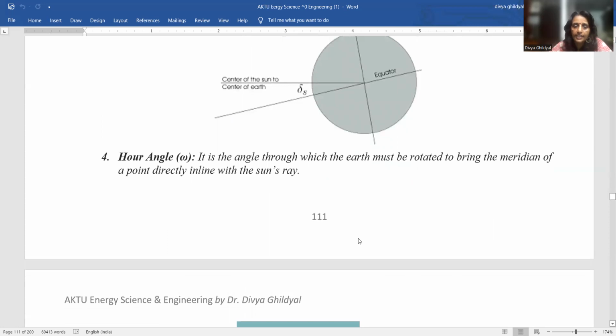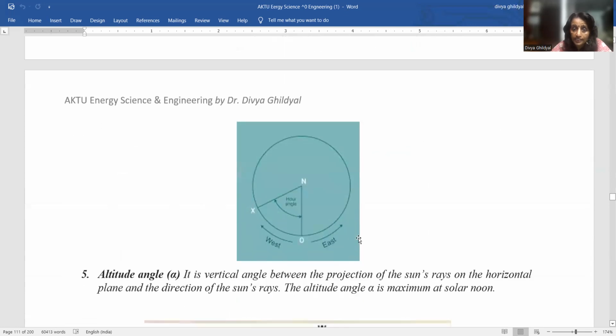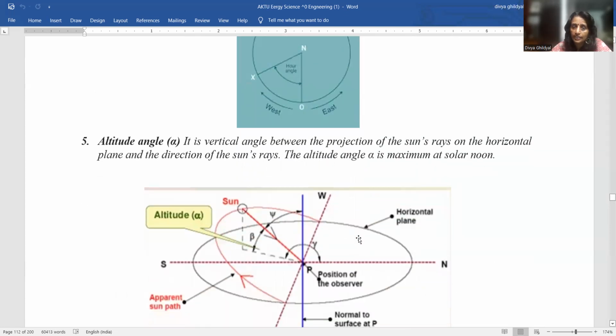Hour angle: it is the angle through which the earth must be rotated to bring the meridian of a point directly in line with the sun's rays. All these things have to be kept in mind: what the condition of sunlight will be during daytime, during sunset, and in the morning. Altitude angle: it is the vertical angle between the projection of the sun's rays on the horizontal plane and the direction of the sun's rays.